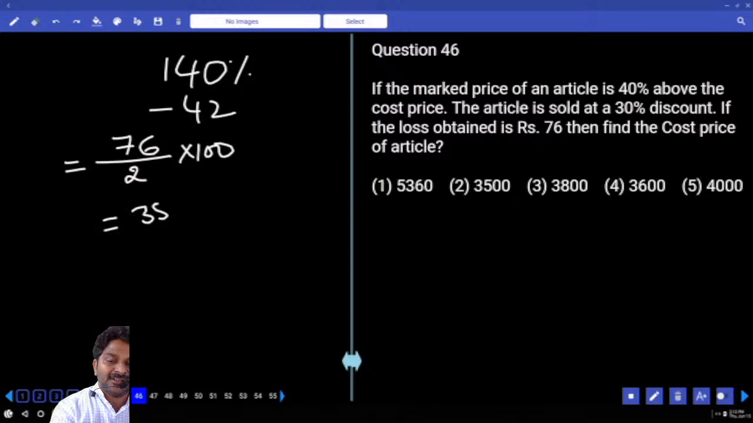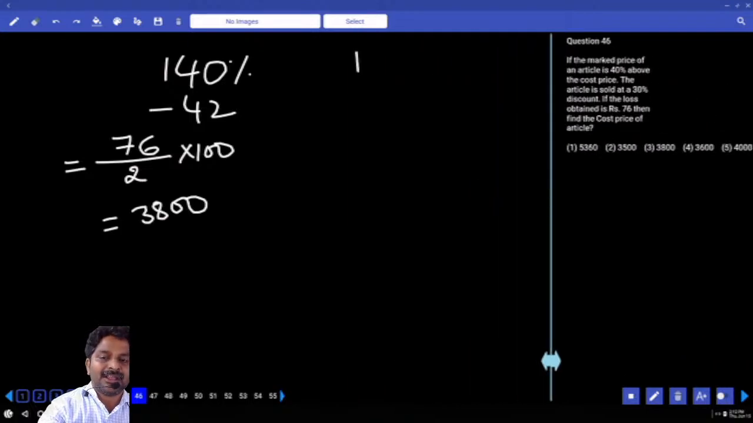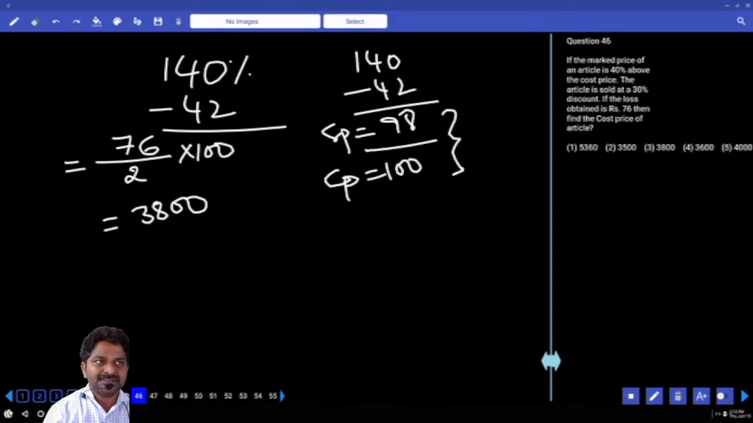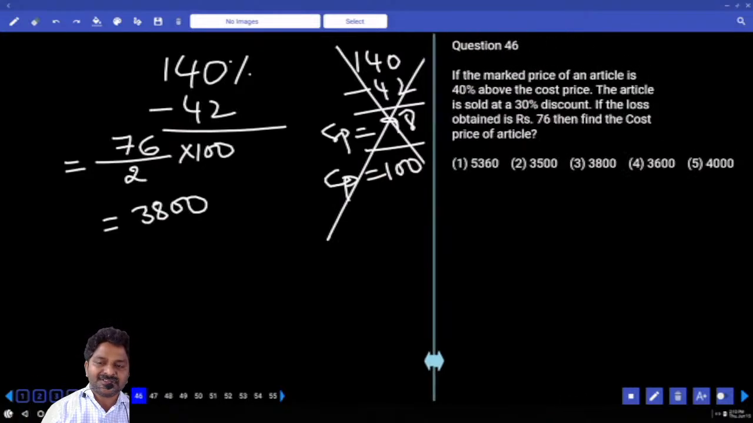Answer: 3,800. See, you'll have to calculate 140 minus 42. This is 98, which is the selling price, where your cost price was 100. There is a loss of 2%. Instead of that, what I am saying is, you increase the cost price by 40, then from the market price you are decreasing 42. Finally, there is a loss of 2%. There itself you can calculate. This simplification is not required.